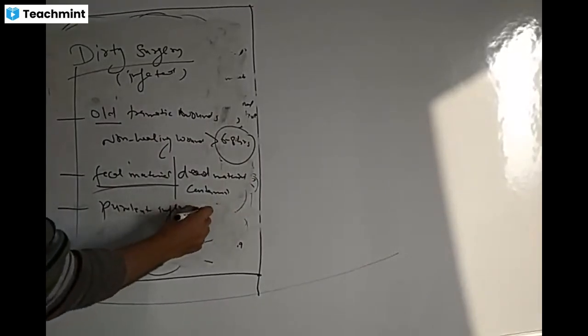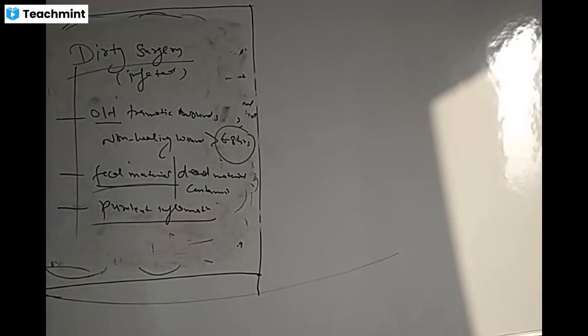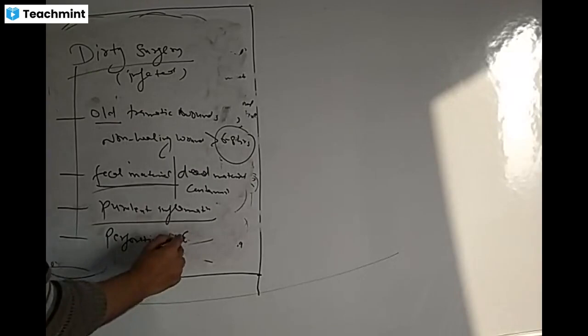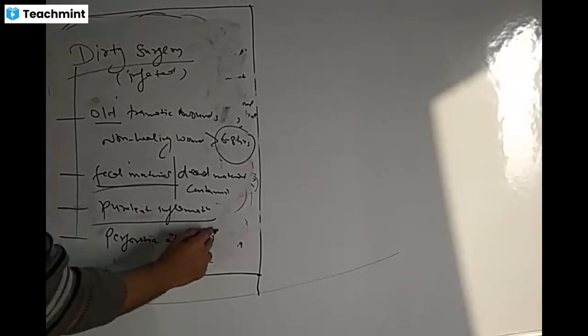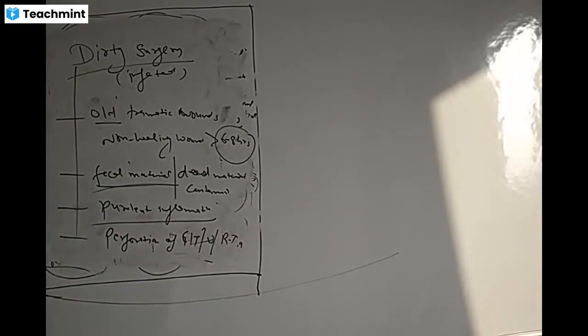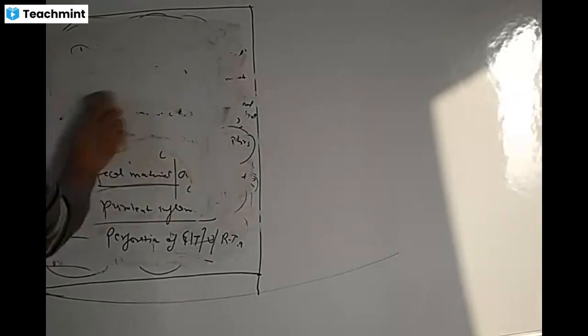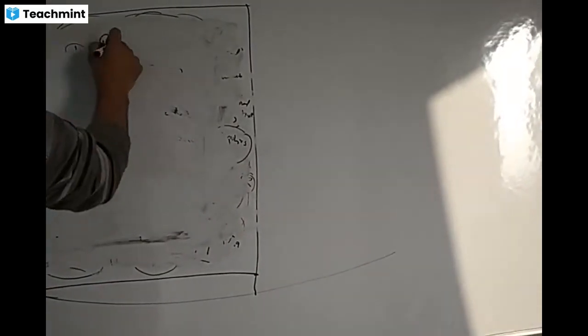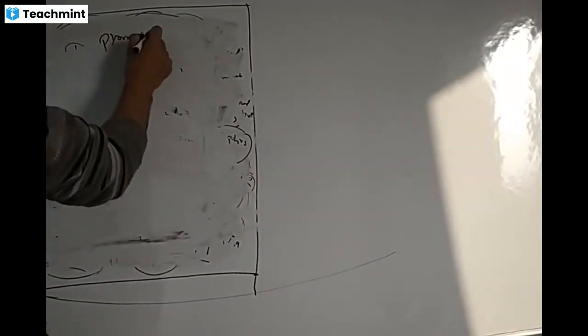inflammation, accumulation of pus. In this type of surgery, there may be perforation of the GIT or uterus or respiratory tract inside the cavity. The best example for dirty surgery is your pyometra. The best example is pyometra.